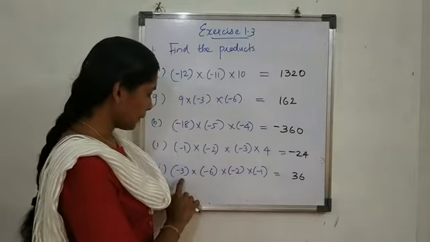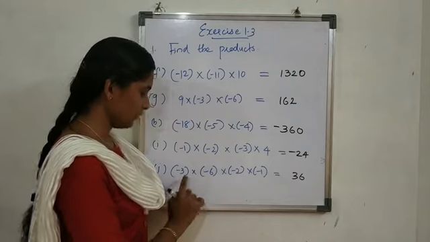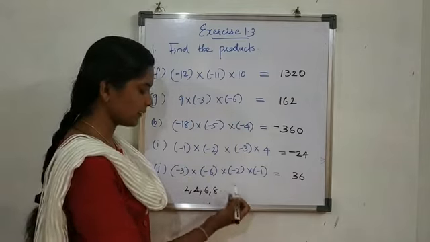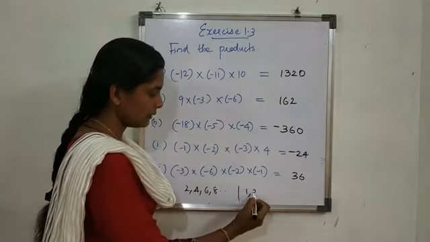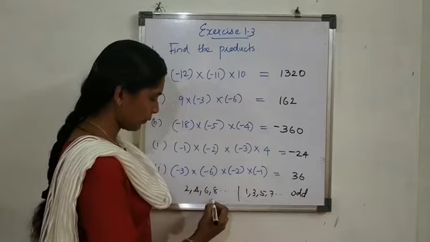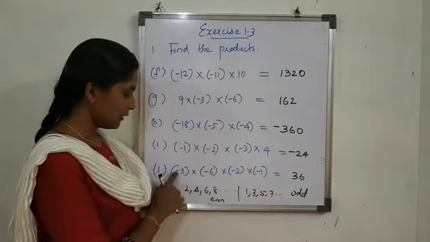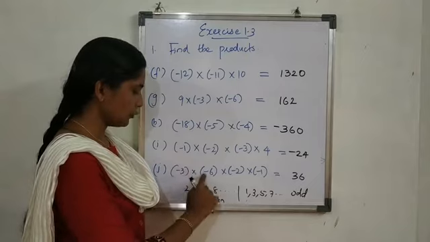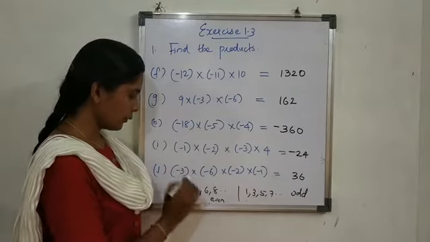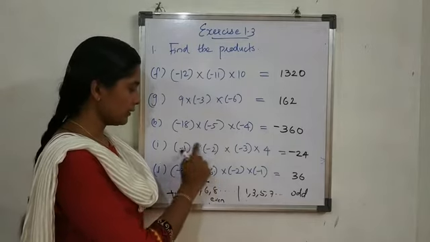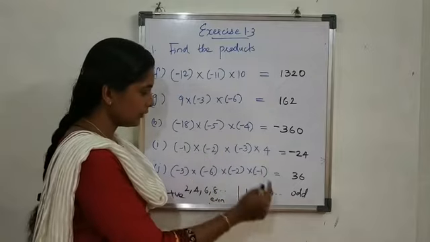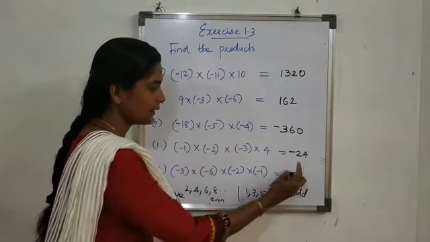If the number of negative integers is even, like 2, 4, 6, 8, and so on, these are even numbers. And 1, 3, 5, 7 are odd numbers. With 4 negative integers, that is an even number, therefore the answer is positive. Here the number of negative integers is 1, 2, 3: 3 negative and 1 positive. 3 negative integers is odd, therefore the answer is negative.